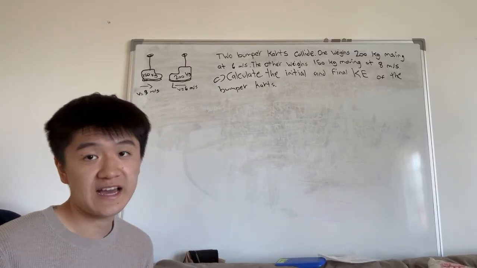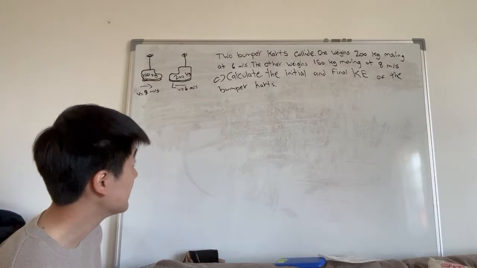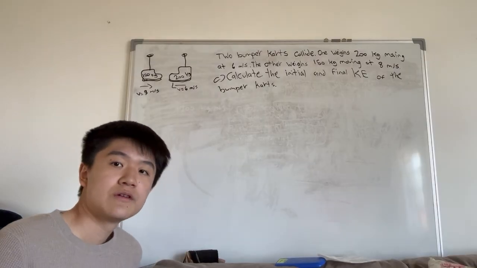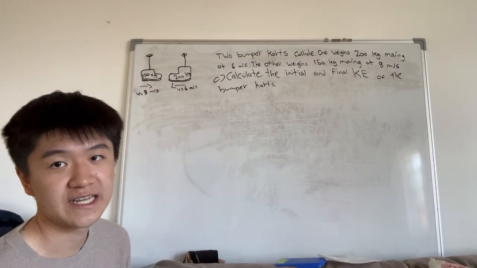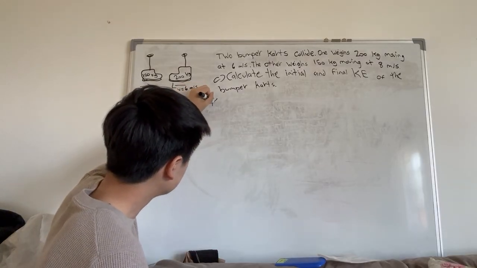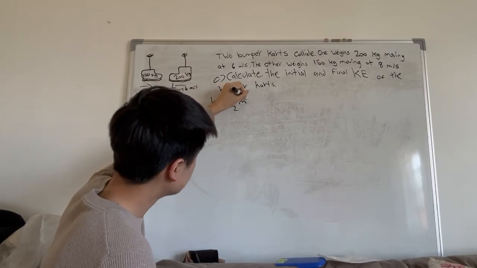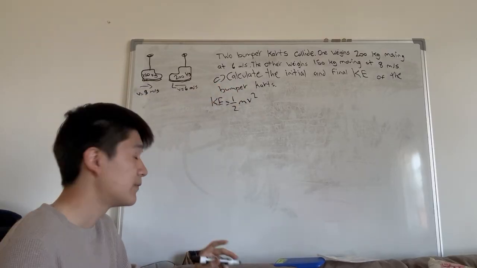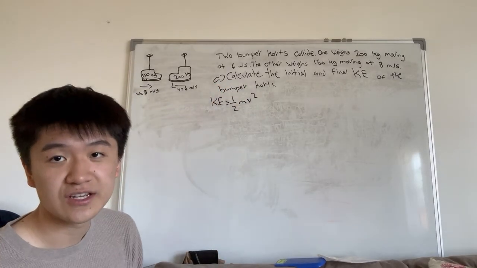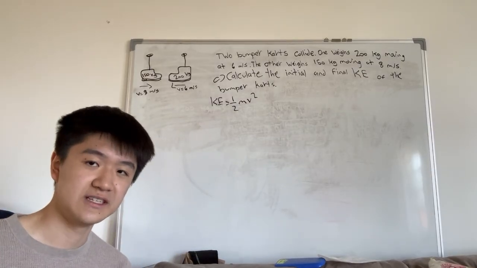Part C asks us to calculate the initial and final kinetic energy of the bumper carts. Let's start off by writing our kinetic energy equation. Kinetic energy is equal to 1/2 times m v squared. For the initial, we're just going to calculate the kinetic energy of both the carts, add them up, and that's going to be our total initial kinetic energy.